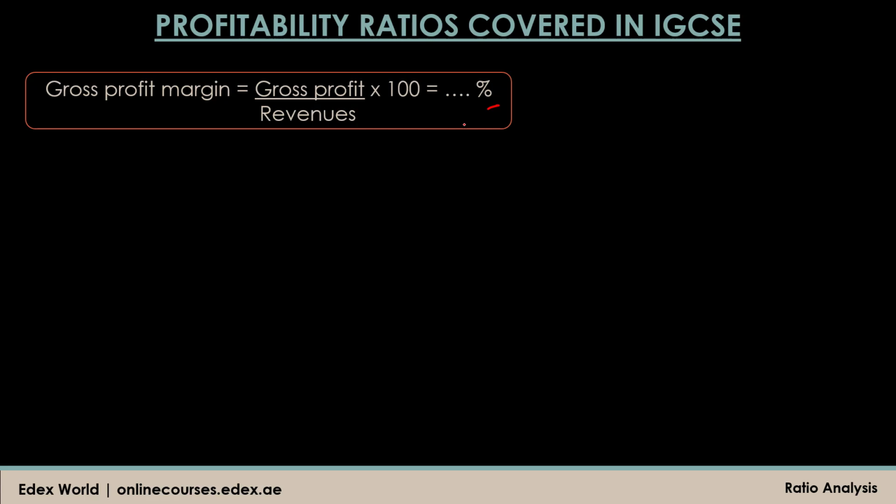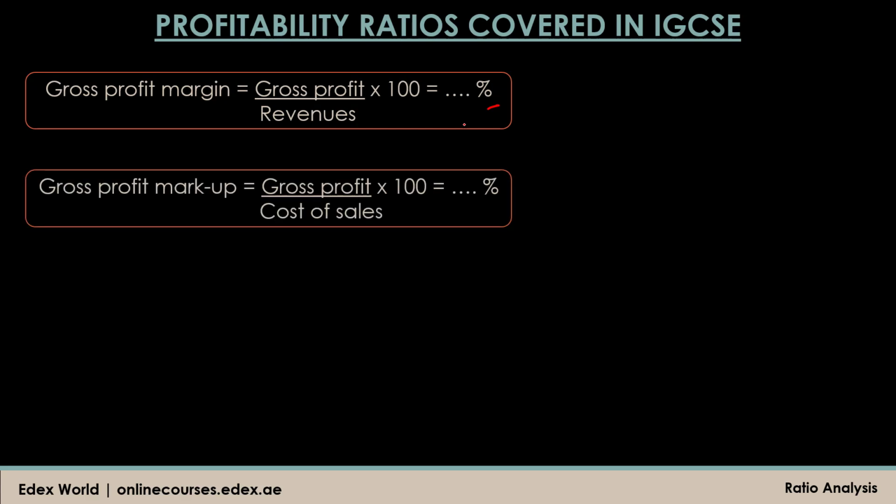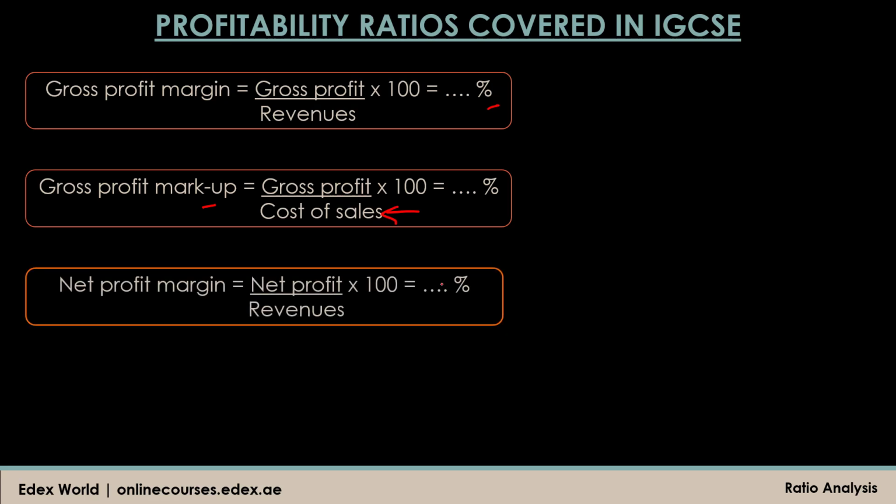Similar to this, we also have one more ratio, gross profit markup. The difference is in the denominator, instead of revenues or sales, we have cost of sales. So basically this ratio is expressing gross profit as a percentage of the cost of sales. So for every $100 cost incurred in the business, how much gross profit is being earned. Then we have the net profit margin that tells you as a percentage of the revenues generated, how much net profit the business is making.